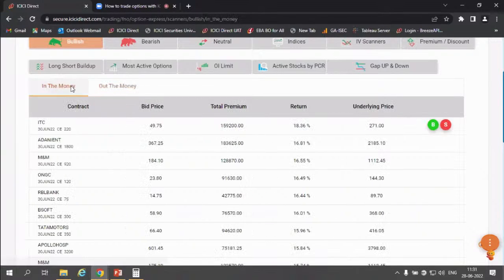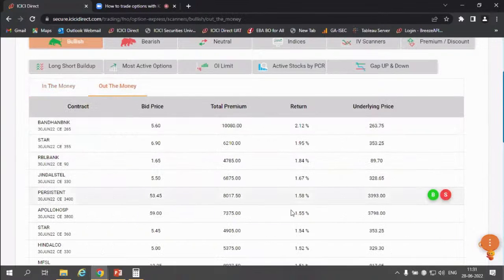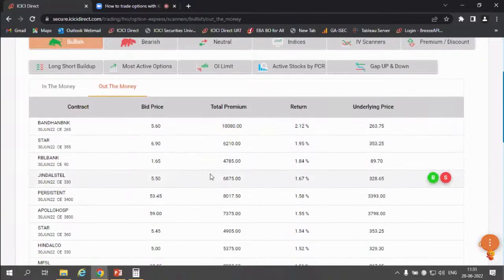So that was for the bullish recommendations for in the money, and for the out of the money you can do exactly the same. All these contracts which are actually going out of the money at the moment, you'll be able to trade simply by clicking buy and sell on the button, and the returns that it has given you is here, and the bid price over here.